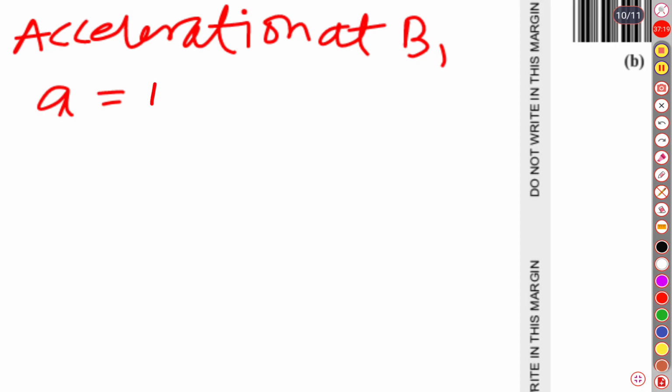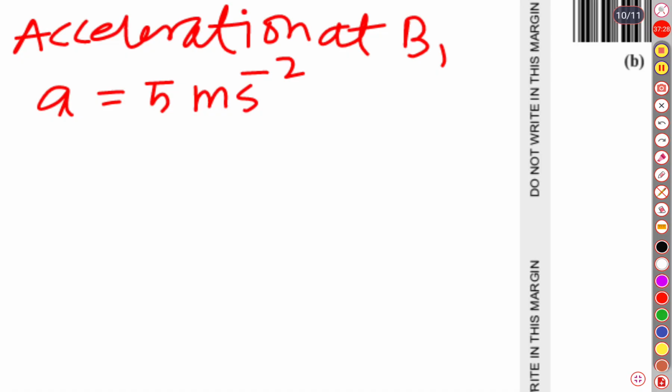Acceleration at B. At B, it's all the same. A is equal to what? 5 meters per second squared. Well, now from B to C.